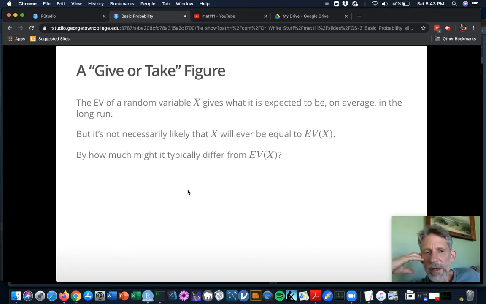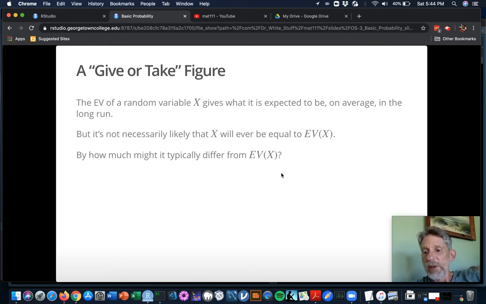The standard deviation for a random variable is a give or take figure. You know, the expected value of a random variable gives what it's expected to be on average in the long run. But it's not necessarily likely that the random variable is ever going to be equal to its expected value. Think about that dice game with the 10 and the -1. The expected value is 0.8333. The random variable never came out to be 0.8333. It was always either a 10 or a -1. 0.8333 was just like an average. So the random variable is typically going to differ from its expected value.